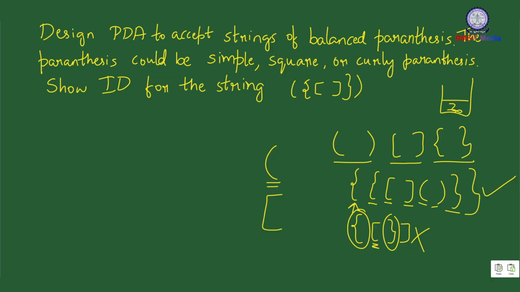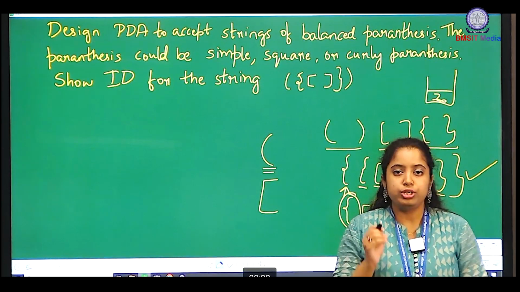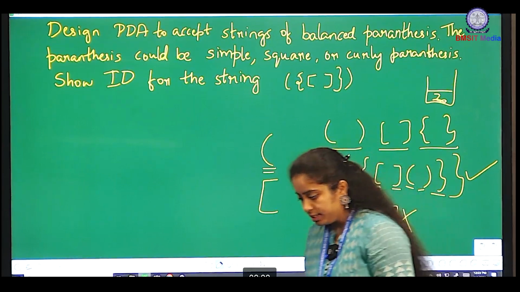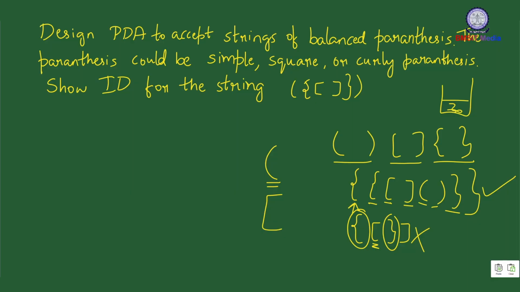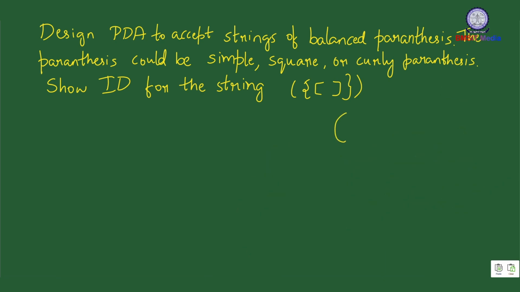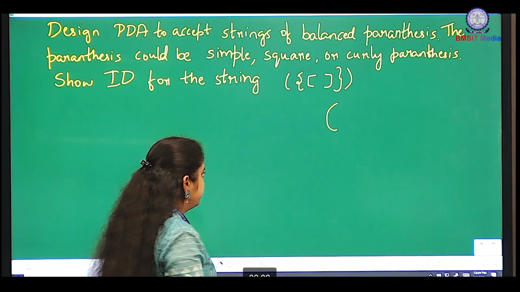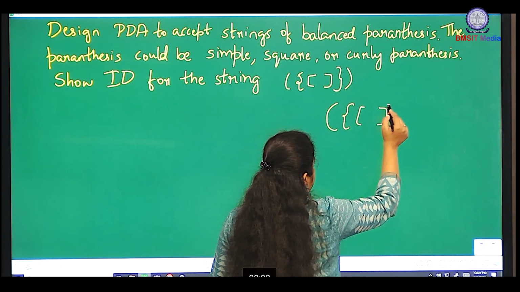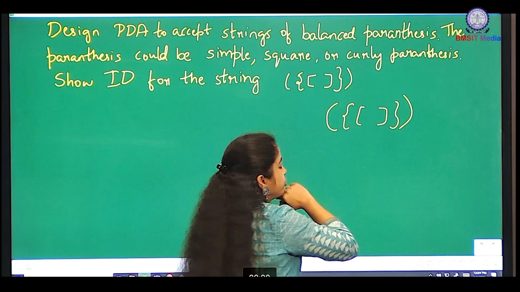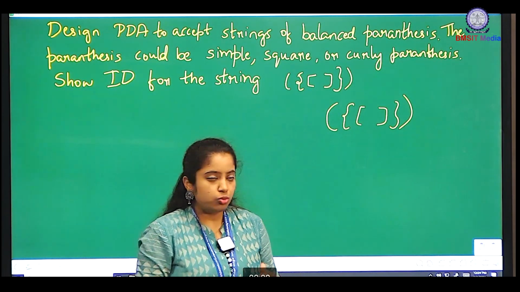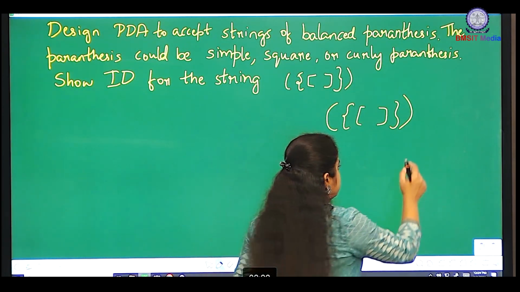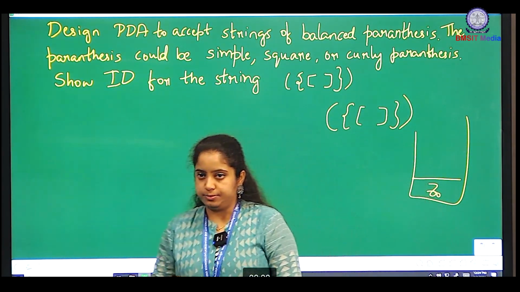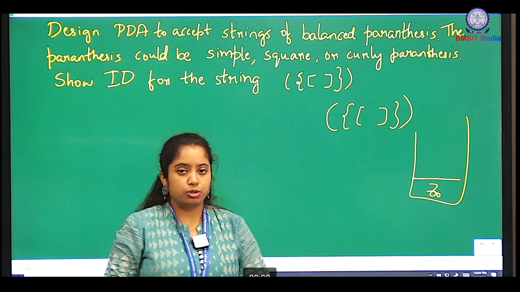Whenever you are trying to solve such kind of problems, you need to see the different kinds of possibilities: what can be the first element, what can be the second element, and so on. By looking at this example, we can see a simple parenthesis can be the first input symbol, then you can have a curly parenthesis, then you have square. So this is the given input string in the question. We will try to see how it works in the stack so that writing the PDA for this string would be easier.